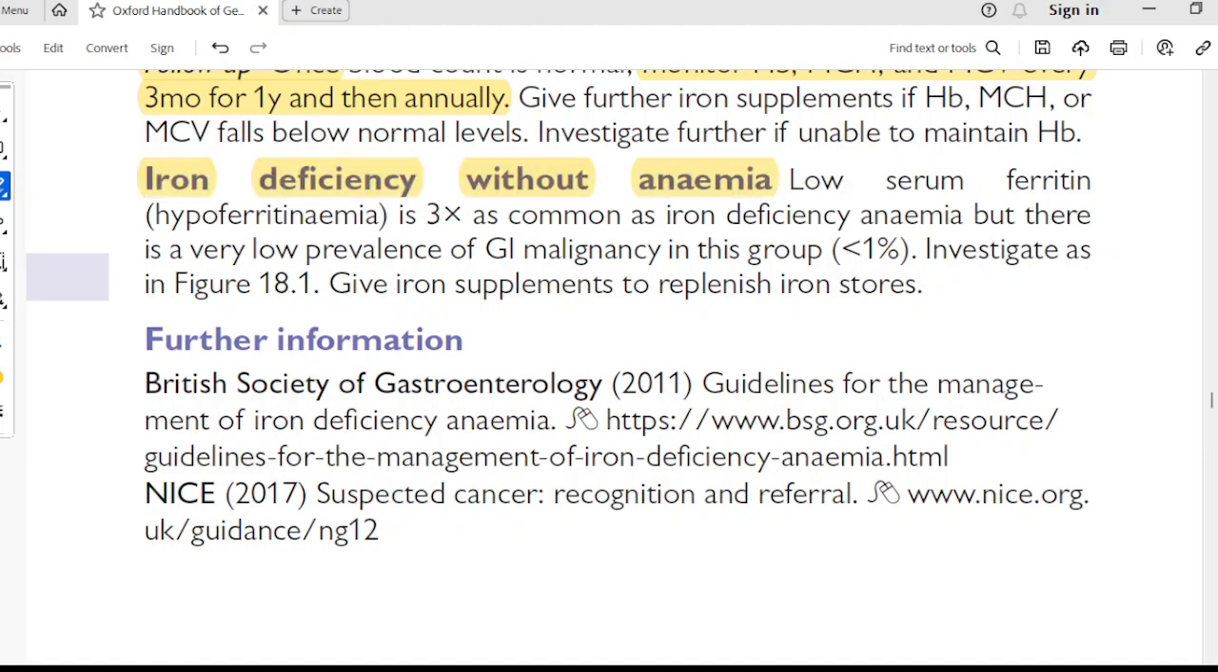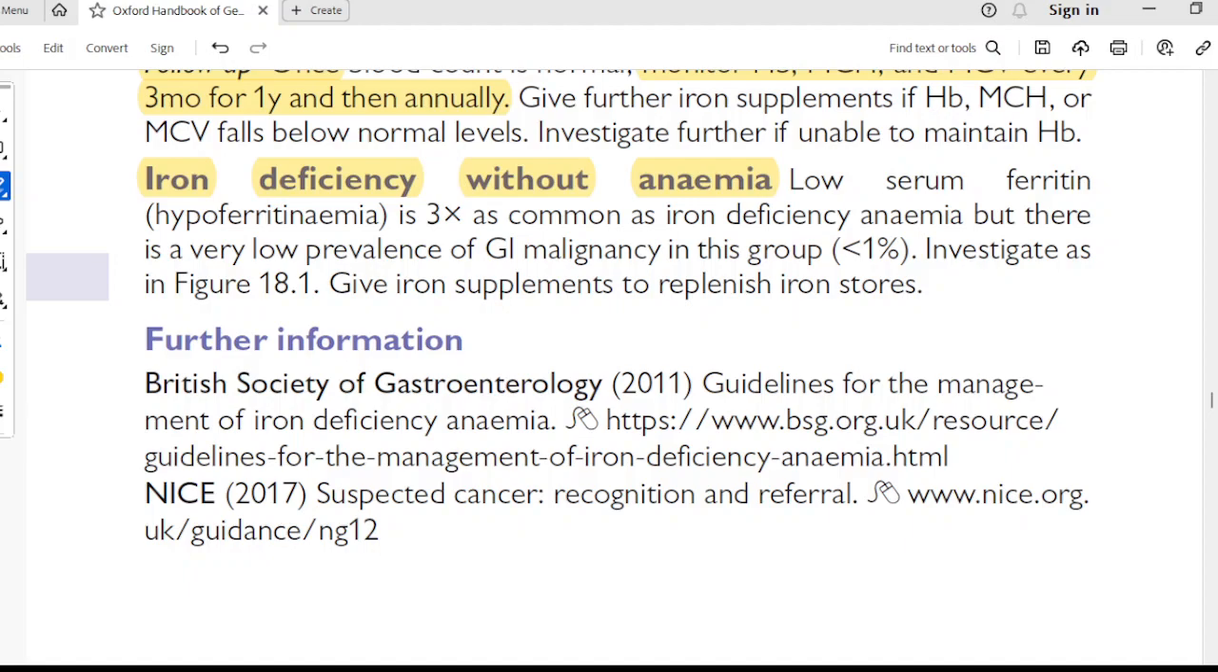So after you have given a full course and the hemoglobin has been raised, and then when you are doing your follow-up, that is every 3 months for 1 year, and then annually, and then again the hemoglobin levels or MCV levels or MCH levels fall below normal, you need to investigate further why they are not able to maintain the hemoglobin. Iron deficiency without anemia.